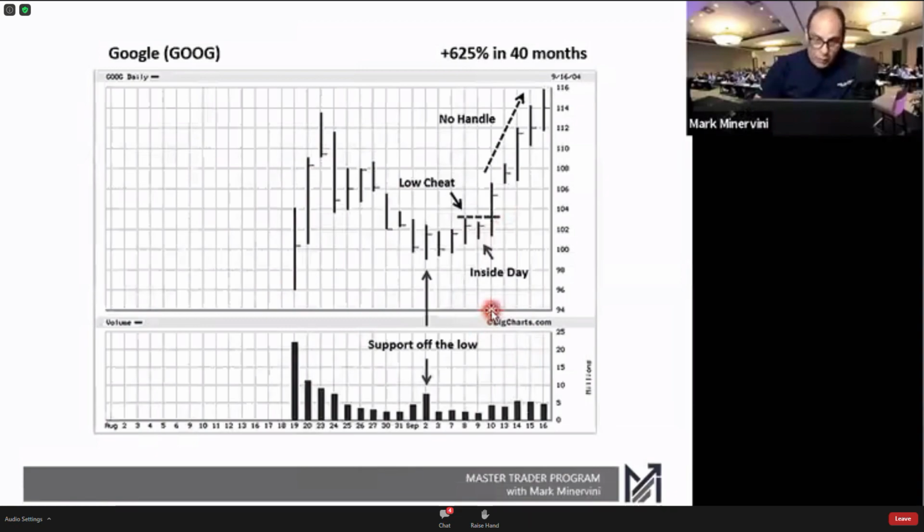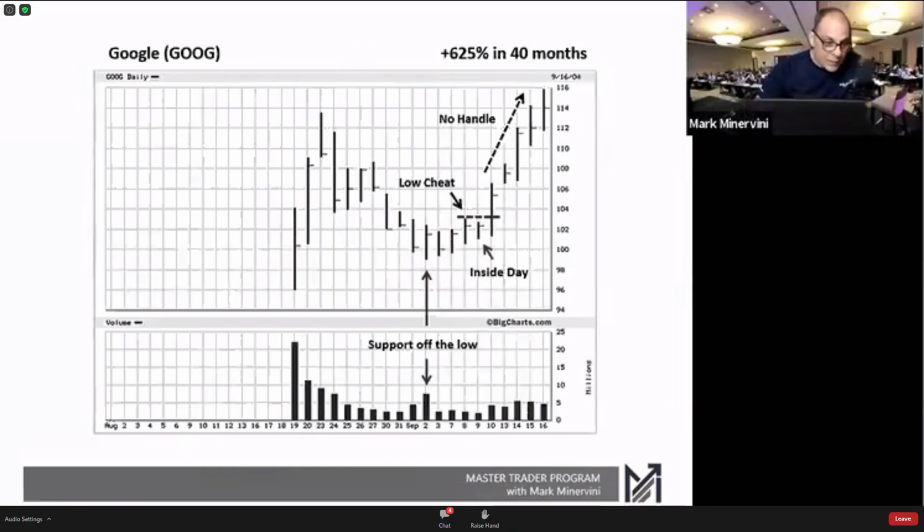There's a few things here that we're pointing out, a few nuances. You got support here, some volume right off the lows. You get a nice close, and you also go inside here. I know Dave likes to see an inside day on that right side. And then you come through those highs, and that's your buy point right there as you get through the low cheat. And of course, we know the story of Google. It went up over 600% in 40 months and much more after that.